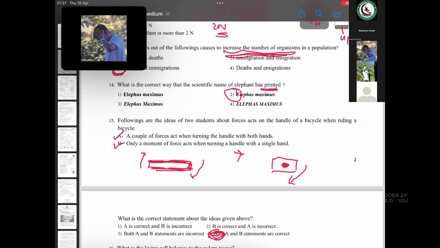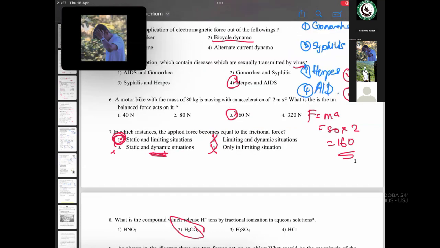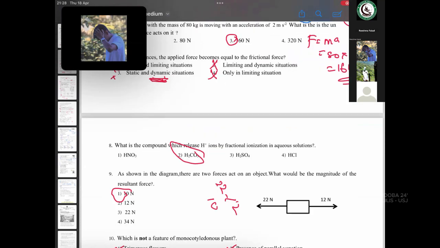So which compound releases H plus? Now, if someone releases H plus, is he an acid or a base? First, tell me that. Acid. Yeah, he's an acid. You're okay now with that? Fractional ionization is partial ionization. So if an acid undergoes partial ionization, should the acid be strong or weak? Weak. So out of the 4 answers, which is the weak acid?